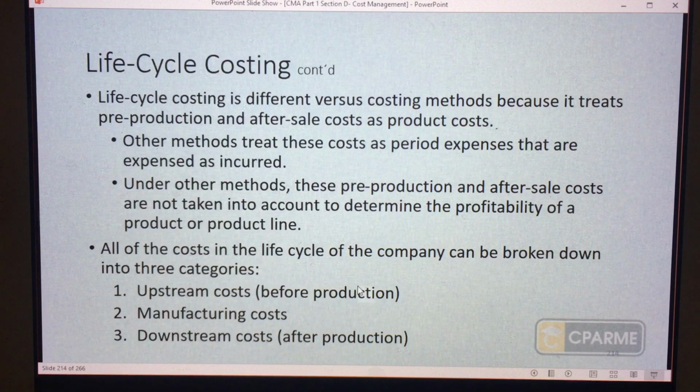And so all of the costs in the life cycle of a company can be broken down into three categories. Meron yung upstream, which is related to your pre-production cost or before production. You have your manufacturing cost, which would be related to during the production. And then you have your downstream cost or your after-sale costs or after production. So yun yung category ng ating pag-breakdown ng cost. Upstream, pre-production; manufacturing cost, which is during the production; and then downstream, which is after production.